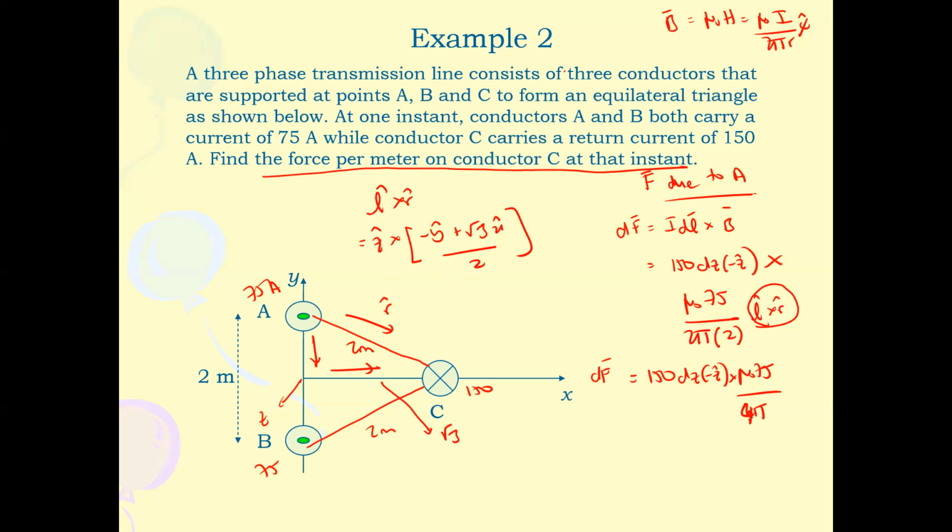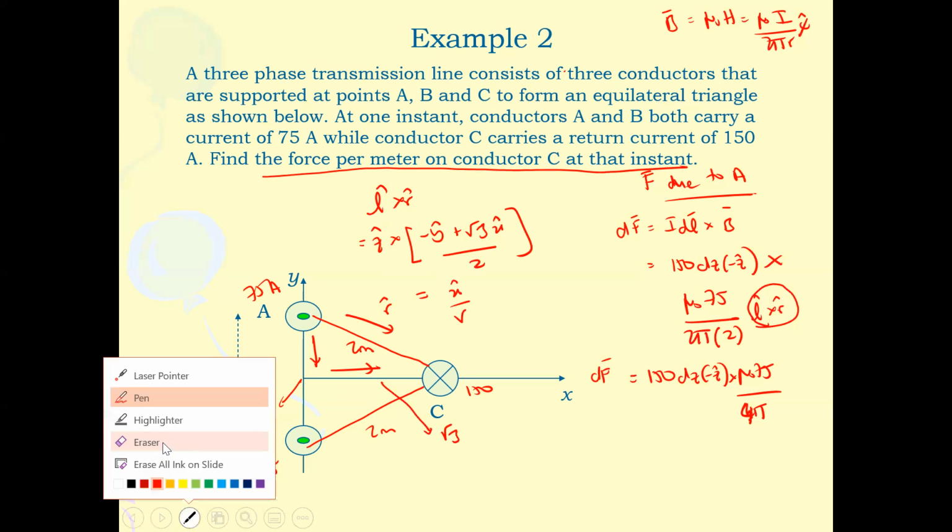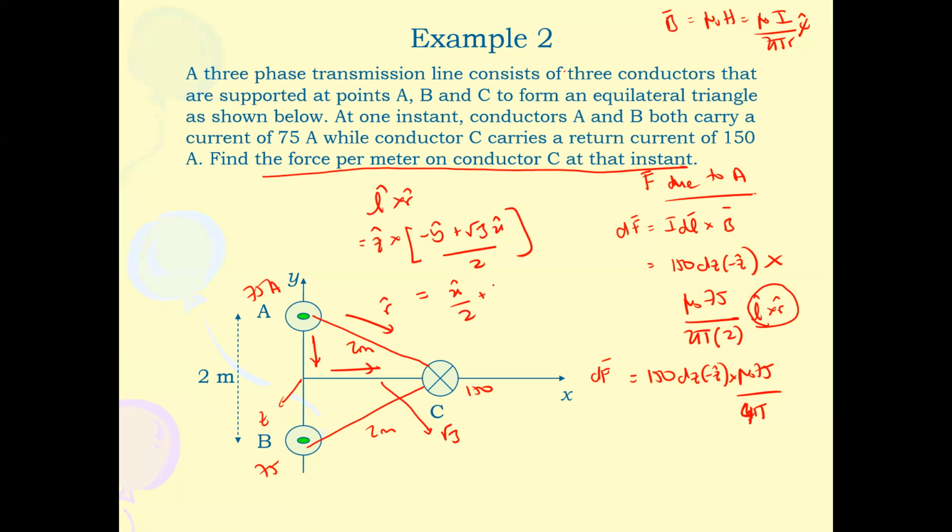From here, L cross r gives z cross negative y, which is positive x over 2, plus root 3 z cross x, which gives y over 2. So the unit vector for L cross r is x plus root 3 y, divided by 2. From here, we can proceed with the calculation of force per meter.